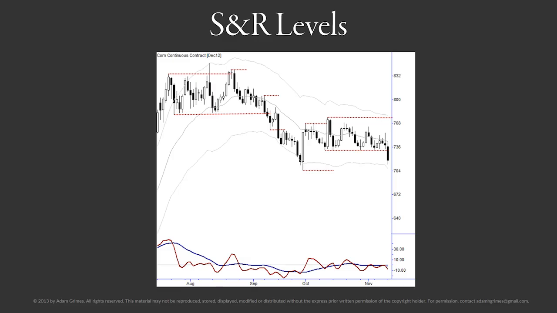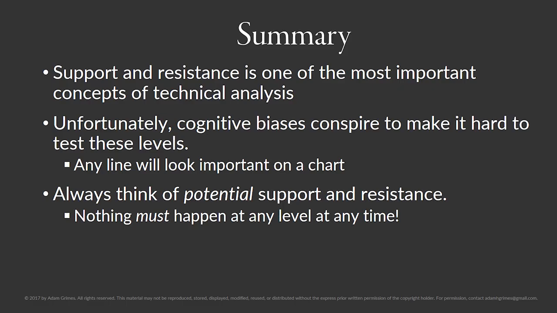So in this unit, we've talked about support and resistance, which is one of the most important concepts of technical analysis. We do need to be careful because cognitive biases really can hurt us. Any line will look important to us, and it can be very hard to test these just because, particularly subjectively, we're going to think any line we put on a chart is important.